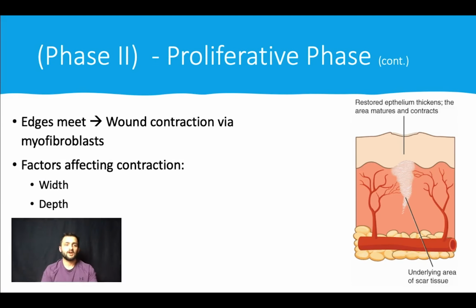Okay? So when the edges meet, the wound starts to contract via the myofibroblasts, okay? And factors affecting the contraction itself, essentially how deep you end up getting that contraction: the width affects it, the depth affects it, the location affects it, okay? And this was just a nice little picture I found. This is the third image of the previous set of 3 images in the PowerPoint, okay? And sometimes the force of contraction can be strong enough to even affect osseous structures.